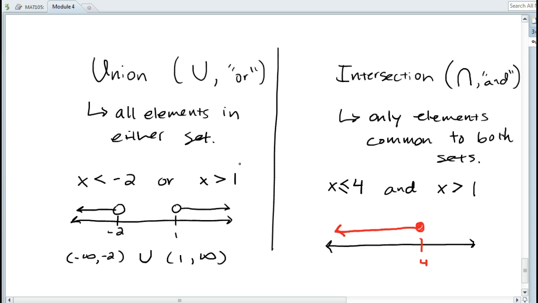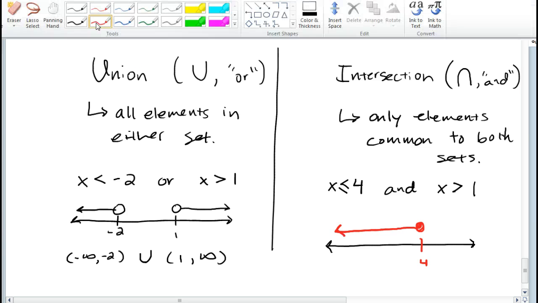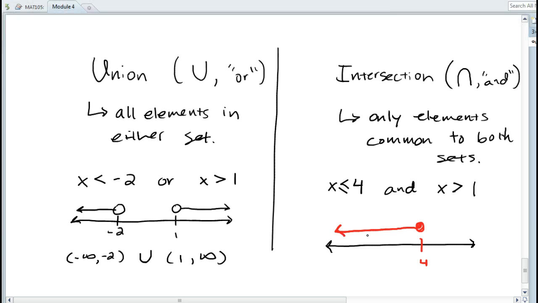Because it's the numbers less, and then we want to do the ones that are bigger than 1. So we have 1 somewhere down here. I don't know if that's blue or purple. I'm so colorblind. We have an open dot here, and we shade to the right because it's the bigger numbers.